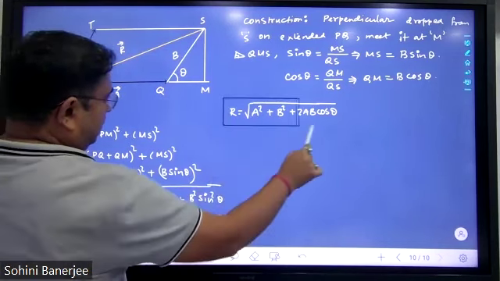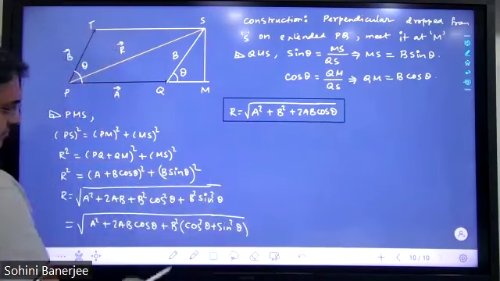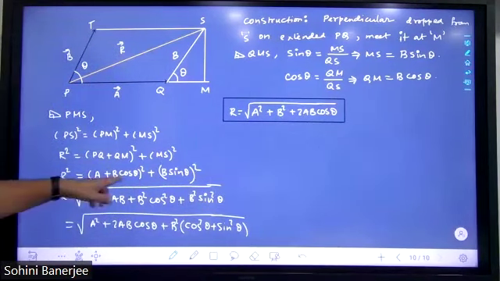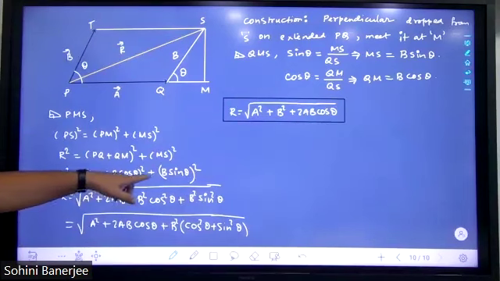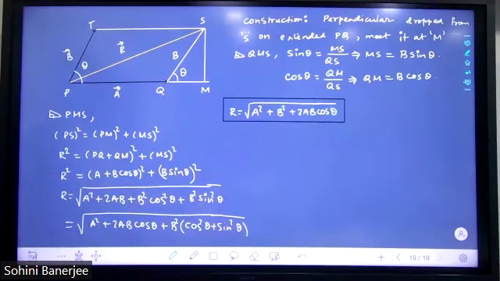Other than this, why is it taking AB cos theta? Square term A square plus 2AB cos theta plus B square cos theta. So in the second one, only 2AB cos theta. Sir, then the cos above seems to be a miss.